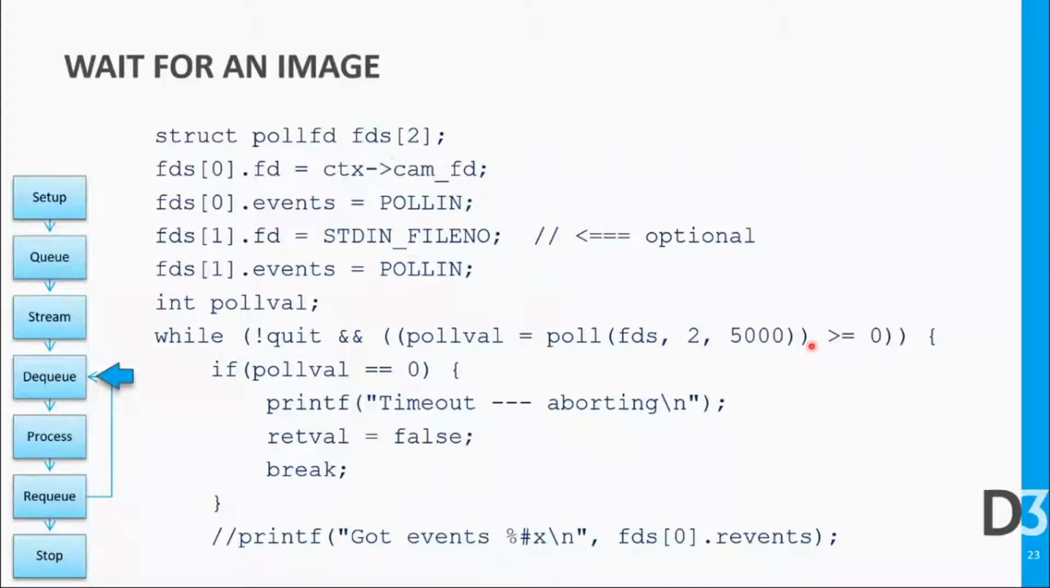We poll, and note that we will abort on error. If poll returns 0, then we've timed out. It's been 5 seconds and no frames have come through. And on Jetson, generally speaking, when you have a timeout, your best bet is usually to stop and restart streaming. If we did not get a timeout, then something has happened. So we can see what it is.